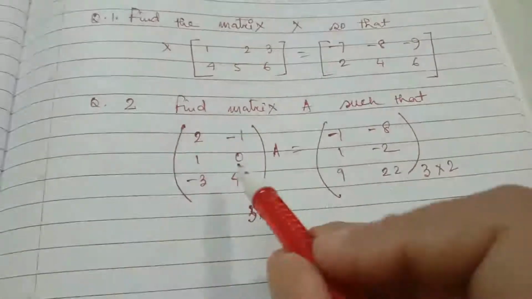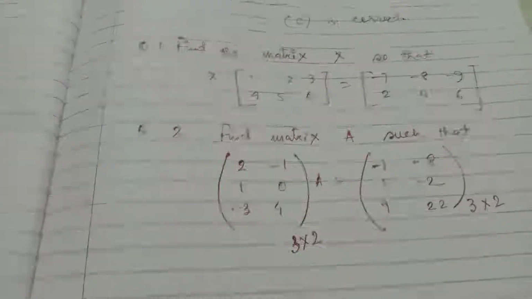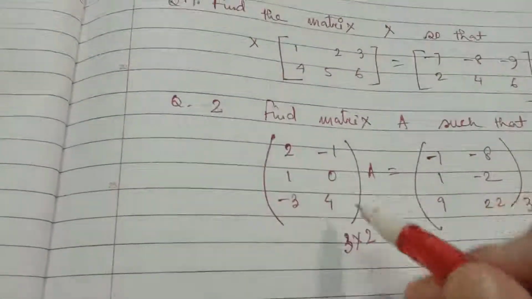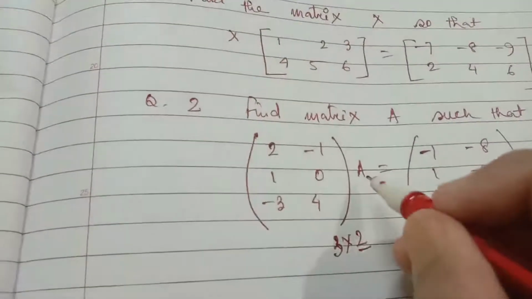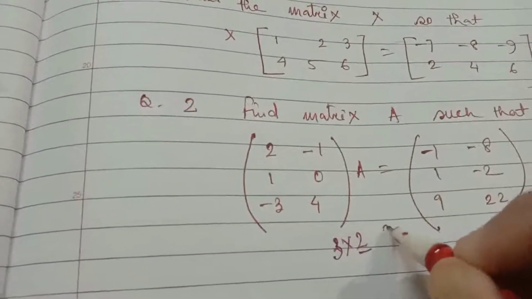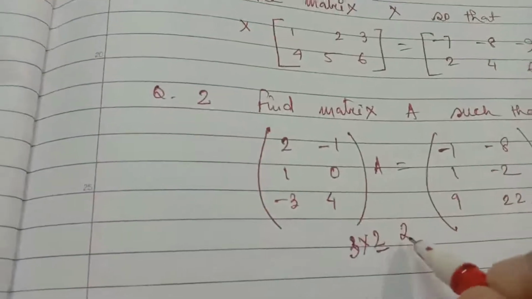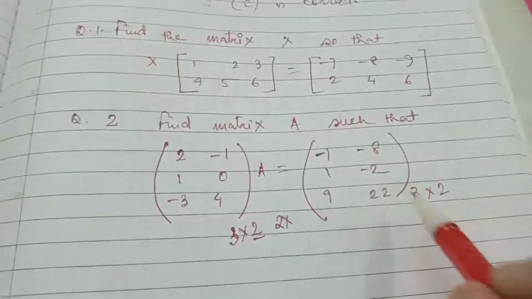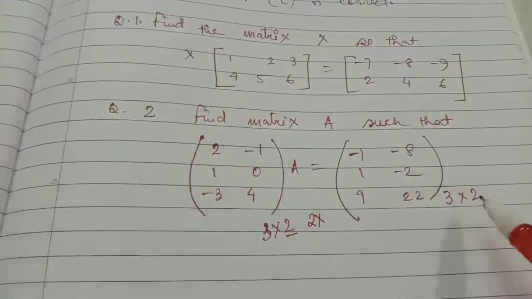We know multiplication of two matrices is possible when number of columns of first equal to number of rows of second. So order of A must be, you can see, matrix multiplication will be conformable if order of A is 2 by, you can see the resultant matrix. Order of this matrix is 3 by 2 matrix.